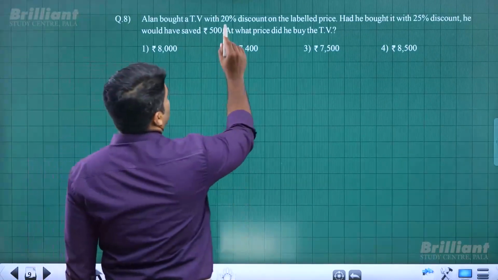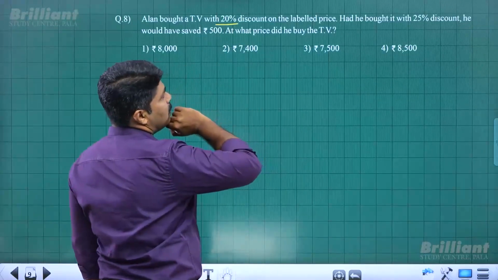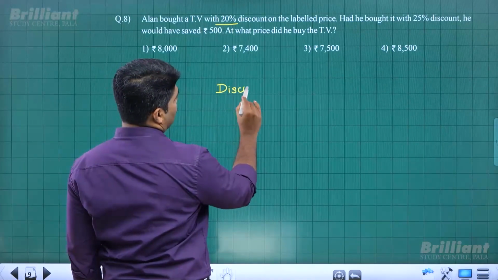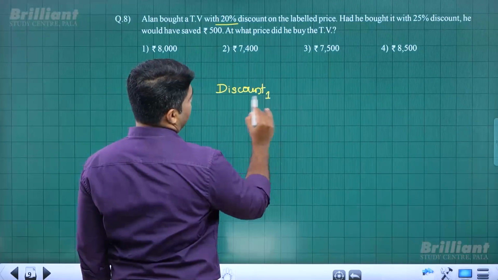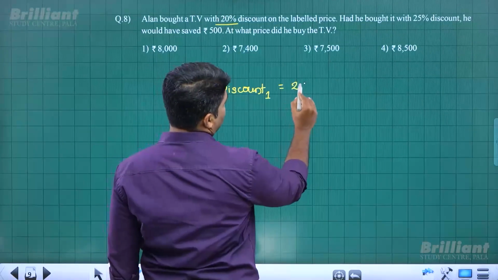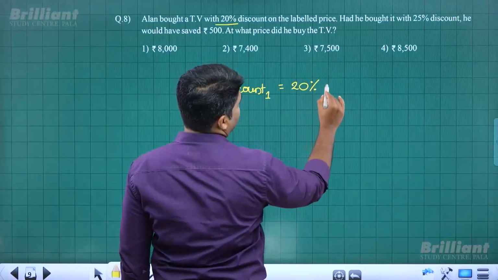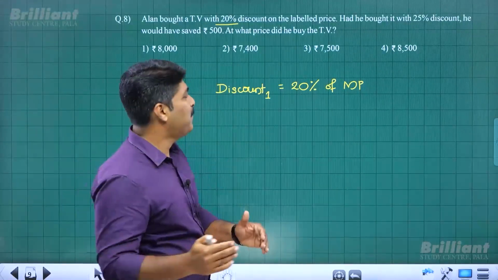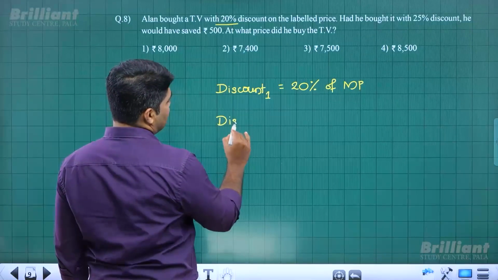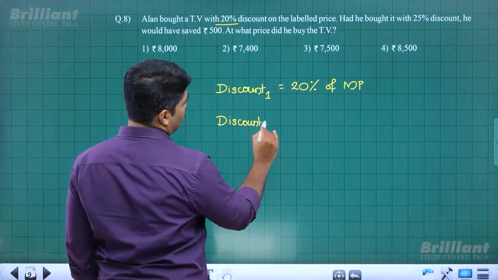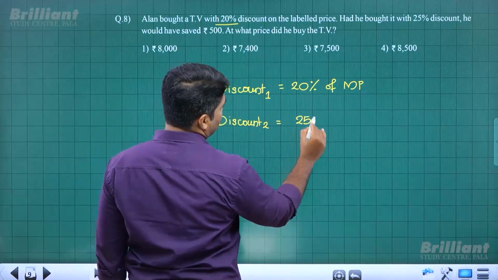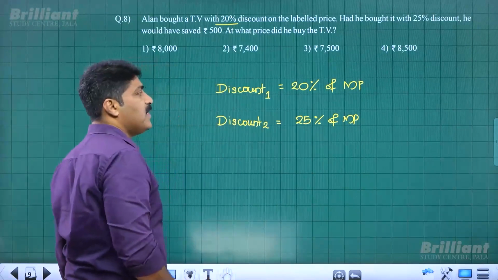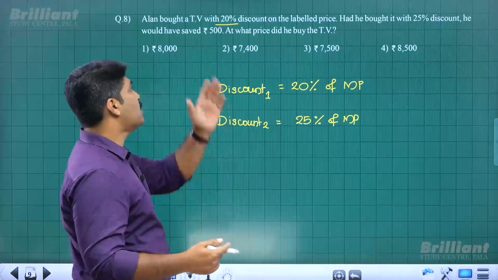So understand, here this 20% discount is the actual discount, so we are considering it. I am naming that as discount one. This is 20% off this labeled price. I just express that as marked price, that's the price listed on the product. Here, the assumed discount we can consider as discount two. This is equal to 25% of marked price. Just because of this new discount, he can save an additional 500 rupees.